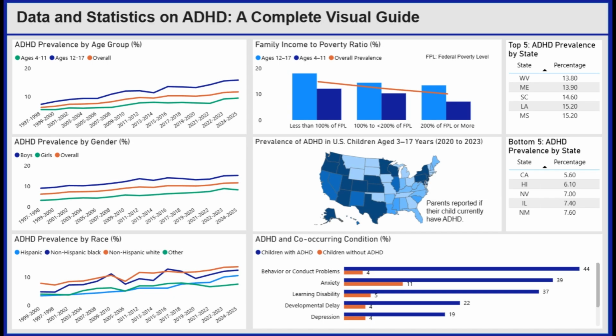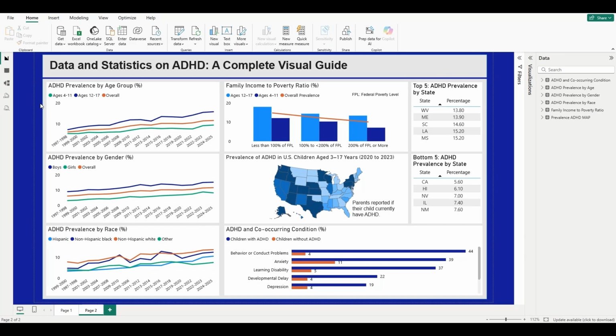Now the dashboard is ready, clean, clear, and easy to explore. Let's dive into the charts and start uncovering insights from the data. Let's start with ADHD prevalence over time by age group.